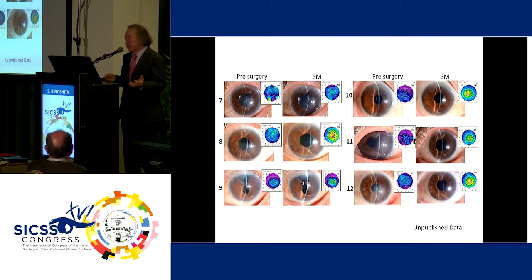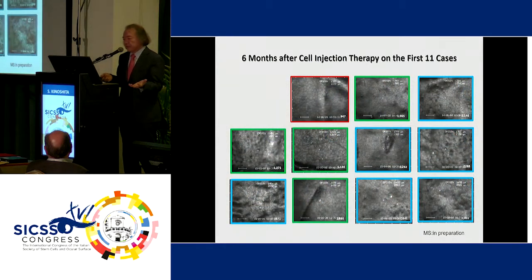You can see we haven't lost any case after the cell injection procedure. All the cases maintain corneal transparency, but the longest one is still 3 years. So we are still not so sure about the long-term corneal clarity. So this is the initial 11 cases.